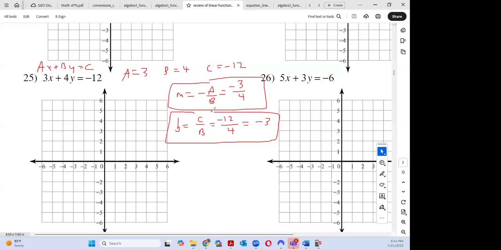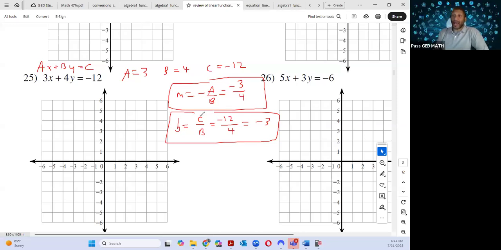To graph, I at least need 2 points. I know my y-intercept is -3. That's easy. Where my line crosses the y-axis. So that point is directly on the y-axis. My slope is -3 over 4. I'm given a graph, so I need to go down 3. 1, 2, 3 over 4. 1, 2, 3, 4.